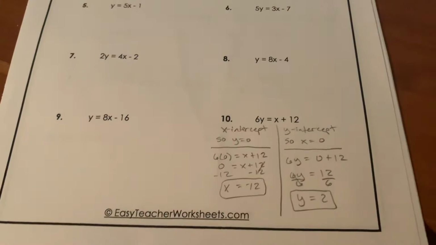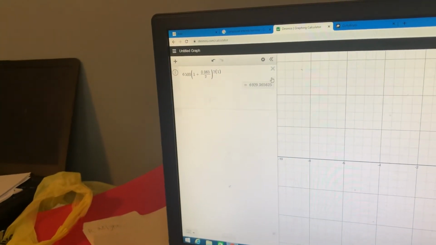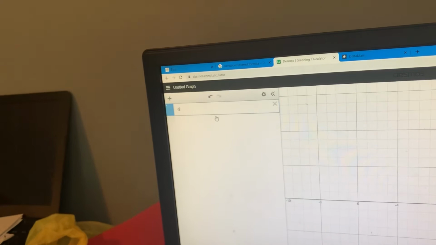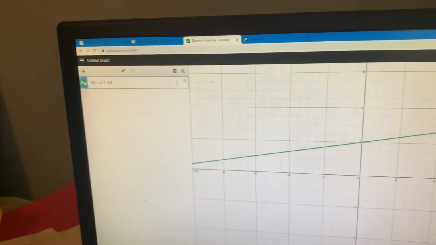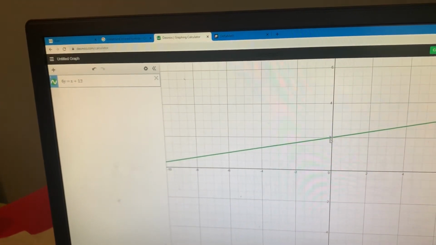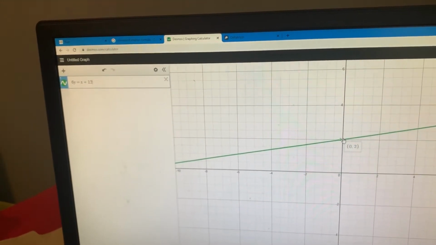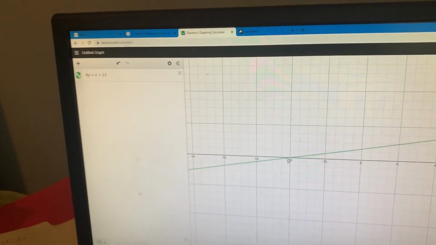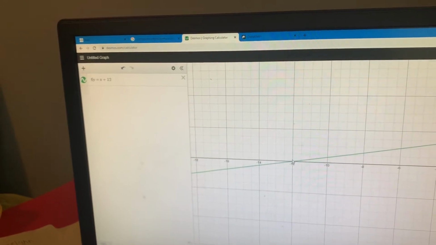Now, again, like yesterday, you can also use Desmos.com, and we can just go in here and type it in. That was 6y equals x plus 12. Then you're looking for the x and y intercept. So where does it touch? The y is easy to see, so that one's at 2. And then the x-intercept, where does it touch the x-axis? You've got to scroll, but right there at negative 12. So you can also graph it and find it that way.